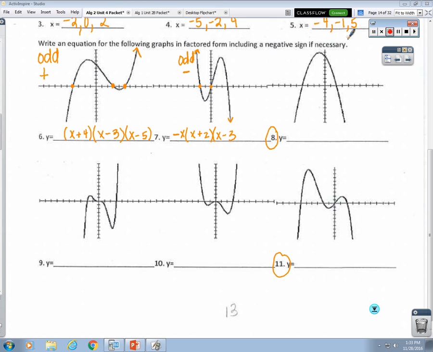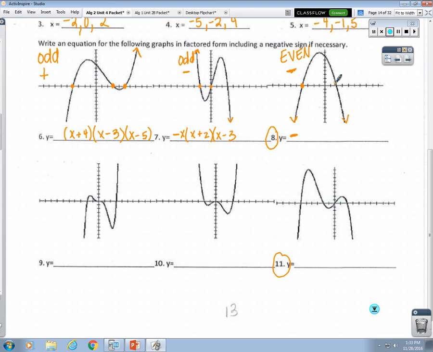Okay, for this one, is there a need for a negative sign for this graph? Yes, obviously they're both going down. What kind of graph is it? Even. Is it even positive or even negative? Even negative. That means your degree would be an even number, like 2, 4, 6, whatever, but your leading coefficient would be negative. That's why we have to put a negative out front.